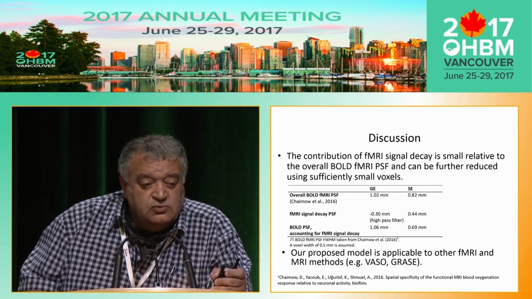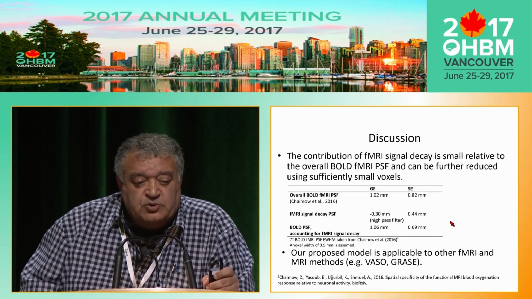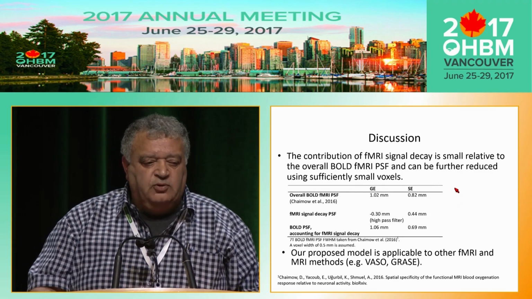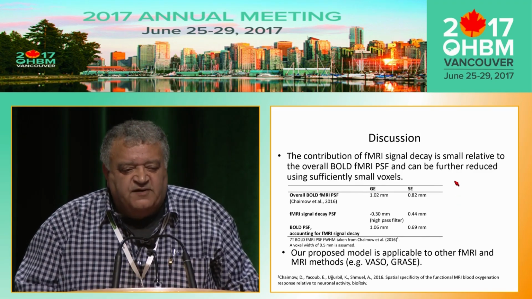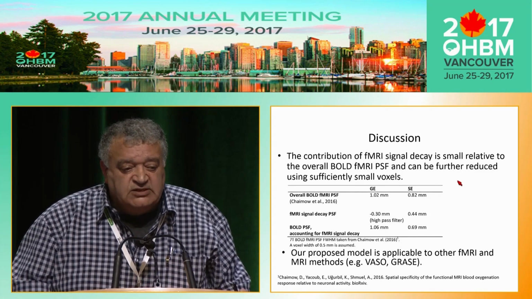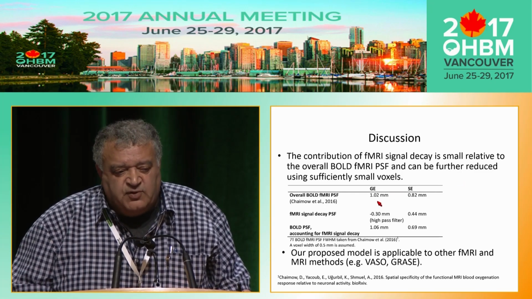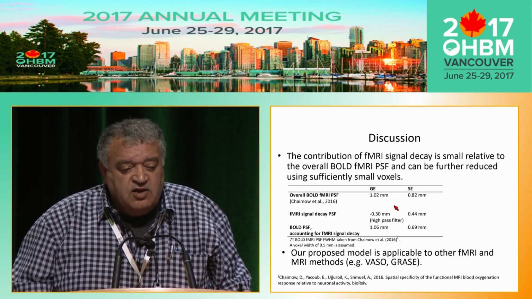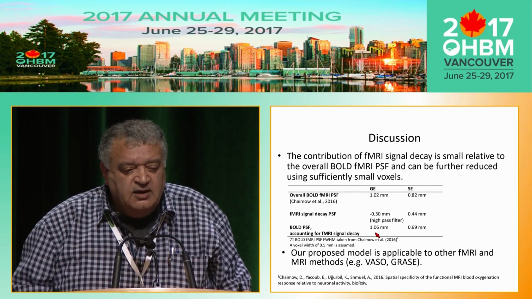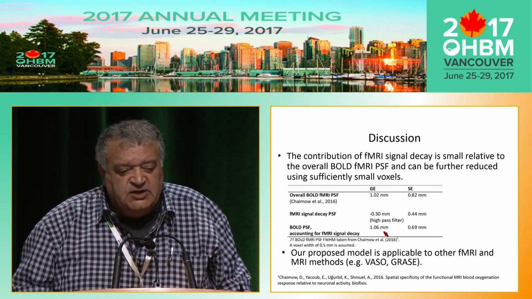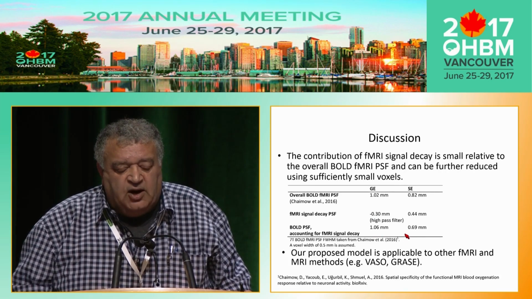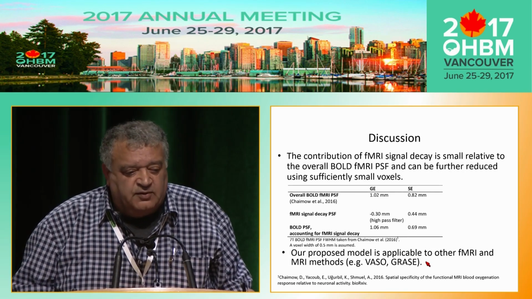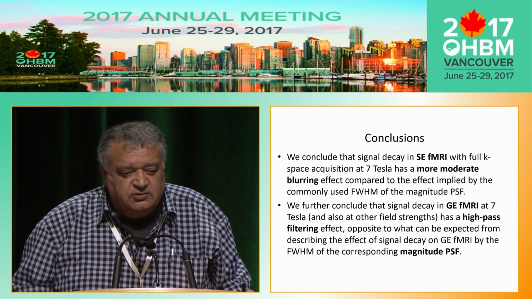And I would like to conclude by saying that the contribution of fMRI signal decay is small relative to the overall BOLD fMRI point spread function and can be further reduced by using sufficiently small voxels. So we demonstrated for gradient echo a BOLD point spread function of about 1 millimeter, spin echo 0.8. If we take into account the effect of signal decay, it becomes 1.06 millimeters for gradient echo and about 0.7 for spin echo. Our proposed model is applicable to other fMRI and MR methods such as VASO and GRASE.